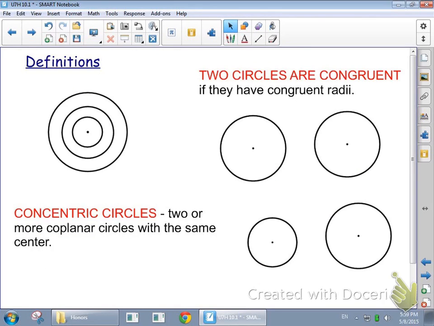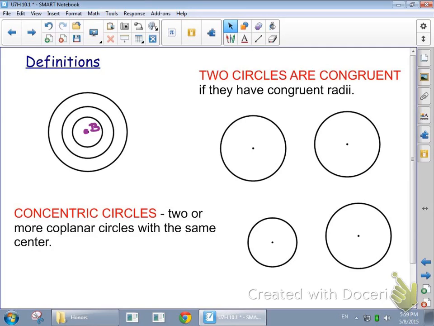Continuing on with more definitions, we have concentric circles. These are two or more coplanar circles with the same center. So here in my picture, if I label this center B, it's the same center for all of these circles.